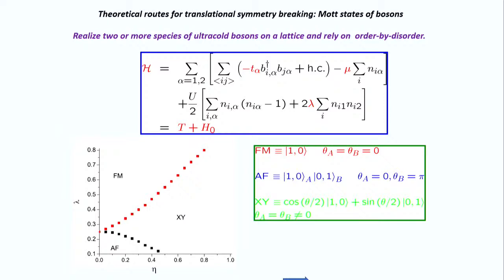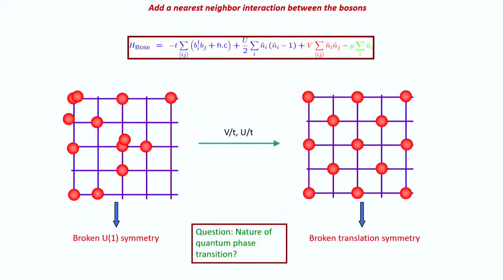So the first species is called spin up, which is like a 1-0 state, and the second species is called spin down, which is like a 0-1 state. And then by engineering proper interaction, you can get FM, AF, XY, etc., different phases in the Mott phase. But this is difficult to do because of experimental reasons.